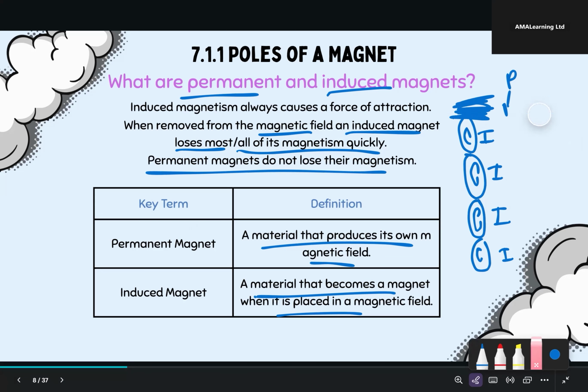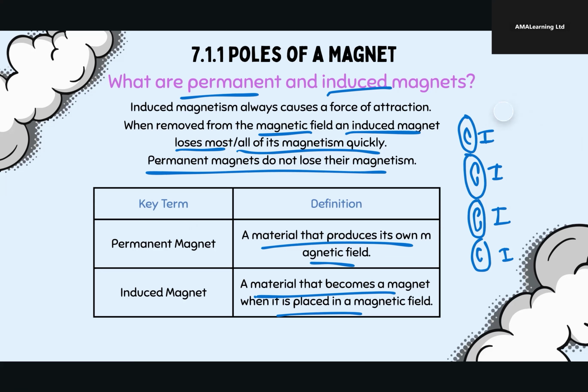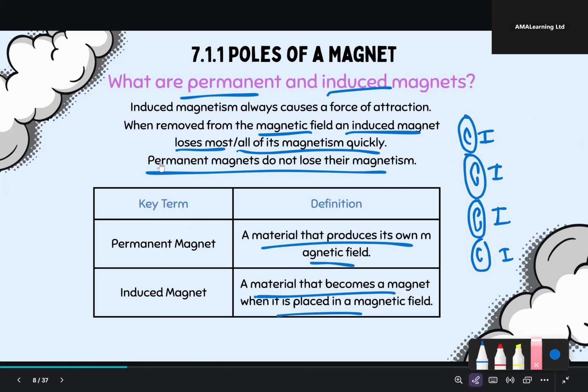Now, if I remove the magnet, what's going to happen? Then all these paper clips collapse. Now that they are no longer within a magnetic field, they're not induced magnets anymore. So they would all fall down, and they would be no longer magnetic.